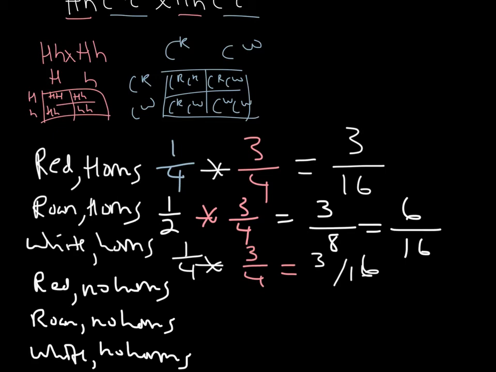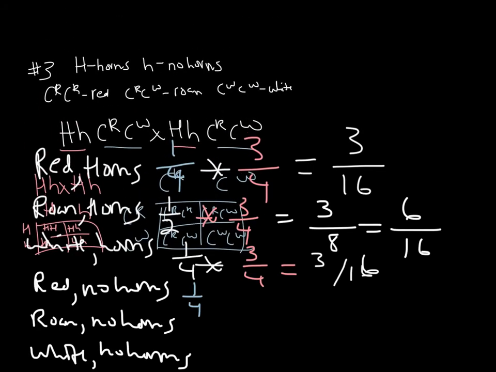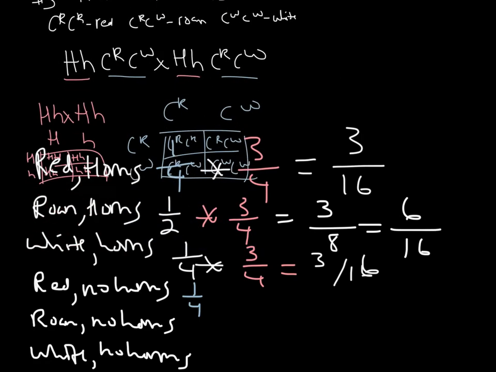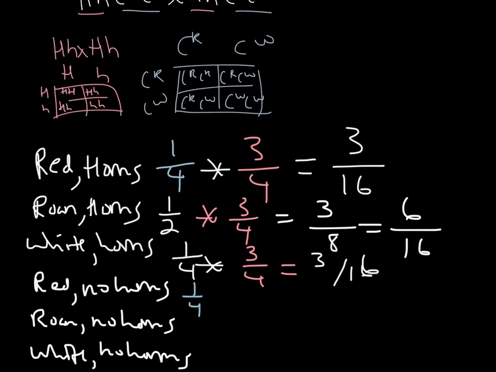And then we go to our no horns. So red, the probability of being red is just 1 out of 4. This box right here. The probability of having no horns, it's recessive, and you can always go check it because you wrote it up at the top. No horns is recessive. We see that right here. So that means that's also a 1 in 4 chance, which gives us a 1/16 probability of being red with no horns.